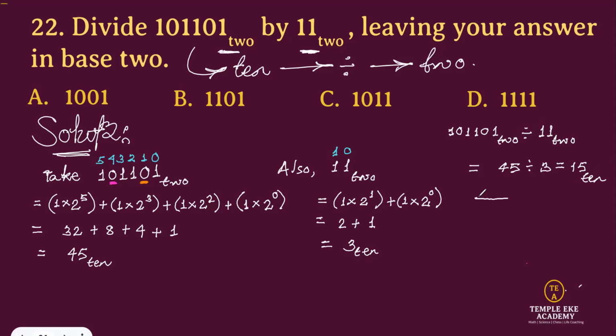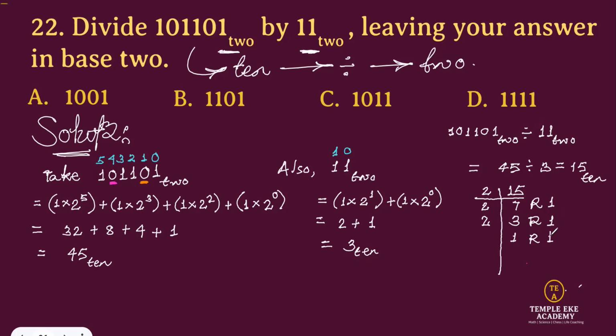That's the long division process. Not really long. So now we have 15 to be converted to base 2 by division. Let's go. 2 divides into 15 gives us 7, remainder 1. Now we continue with another round of division. 2 divides into 7 will give us 3, remainder 1 still. And now 2 divides into 3 gives us 1.